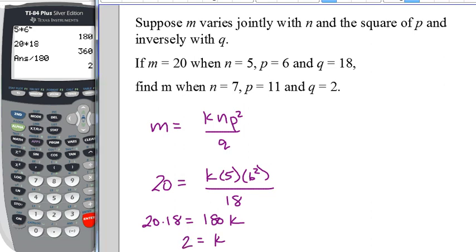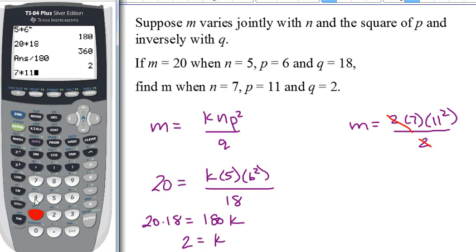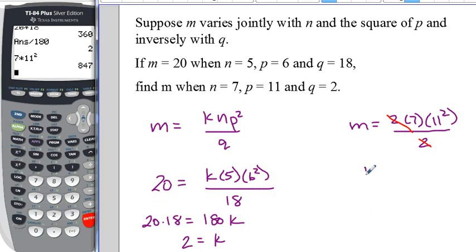So now I'm ready to do the third step. And I'm going to find m. So m equals, I'm going to plug in all the values. I know k is 2. I'm going to use this next set of values here. N is 7, p is 11, and q is 2. Oh look, those 2's are going to just cancel right there. That's nice. So now I just need to do 7 times 11 squared, and my answer is 847.